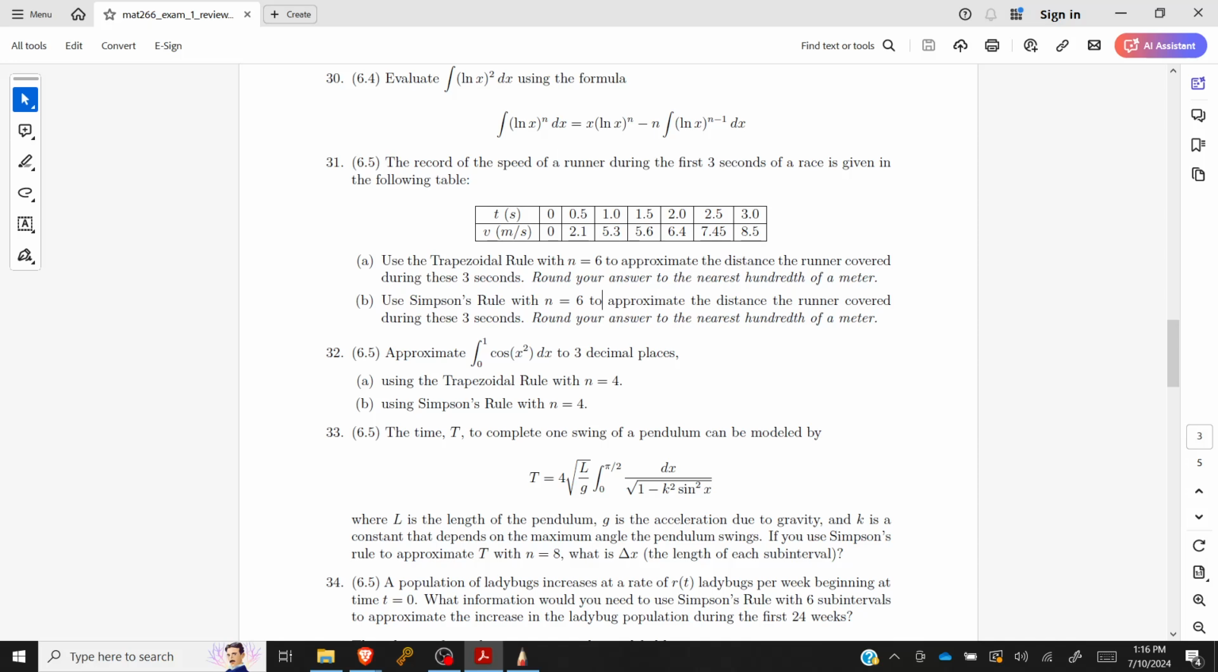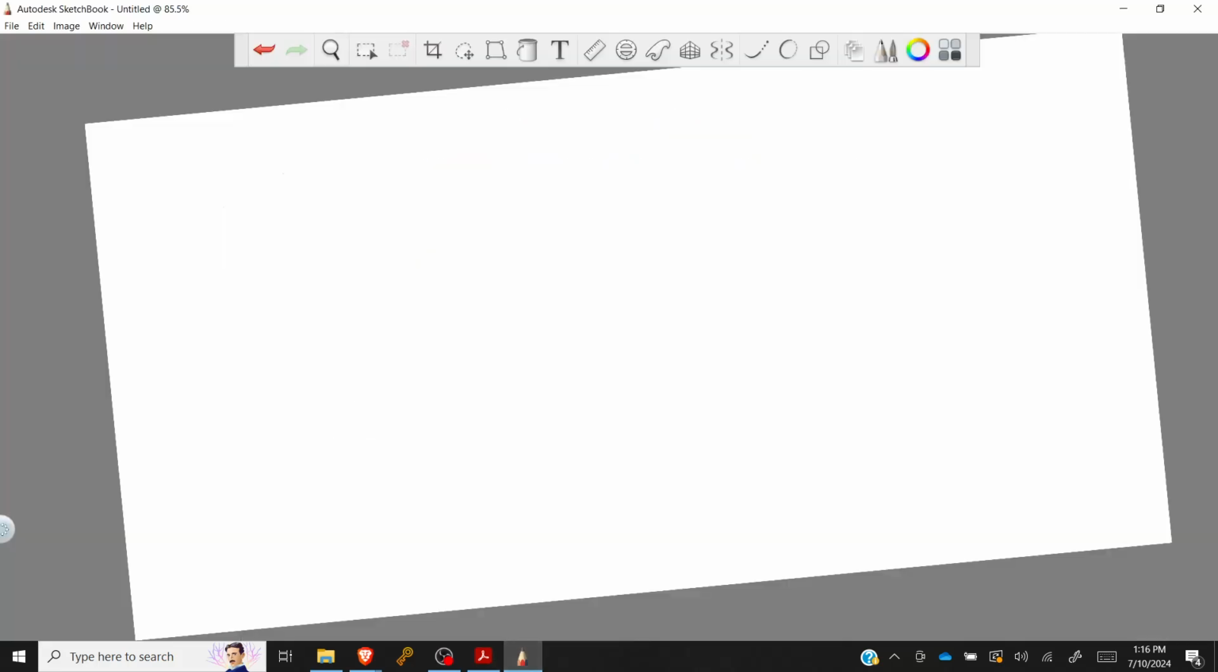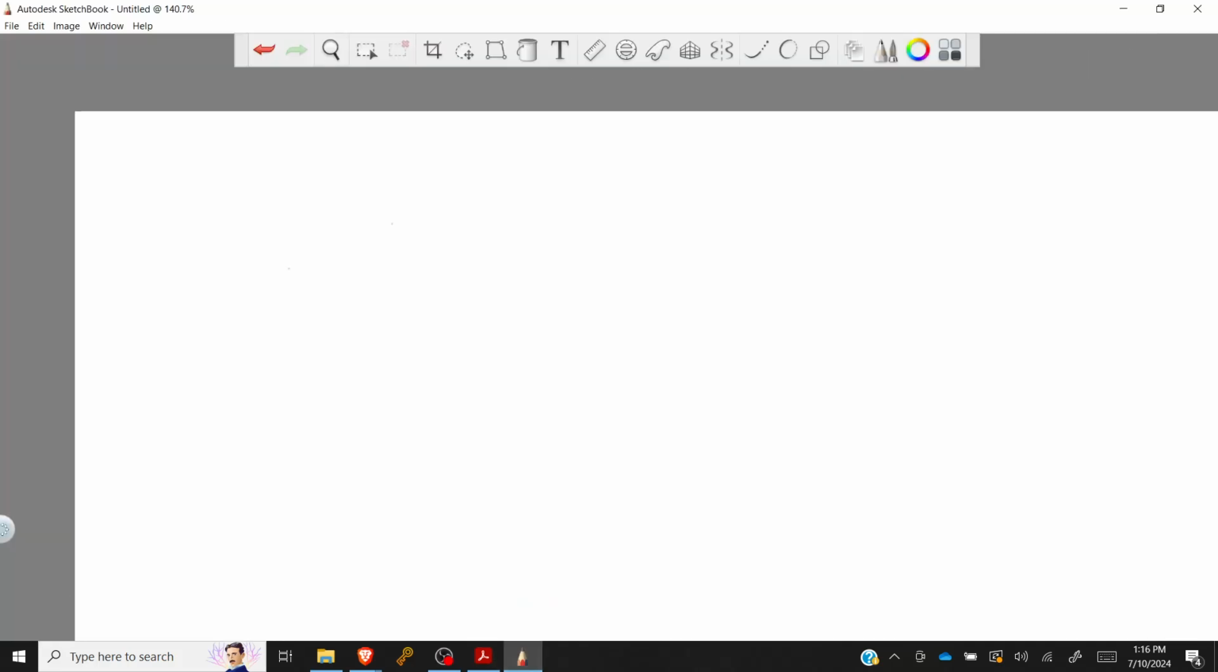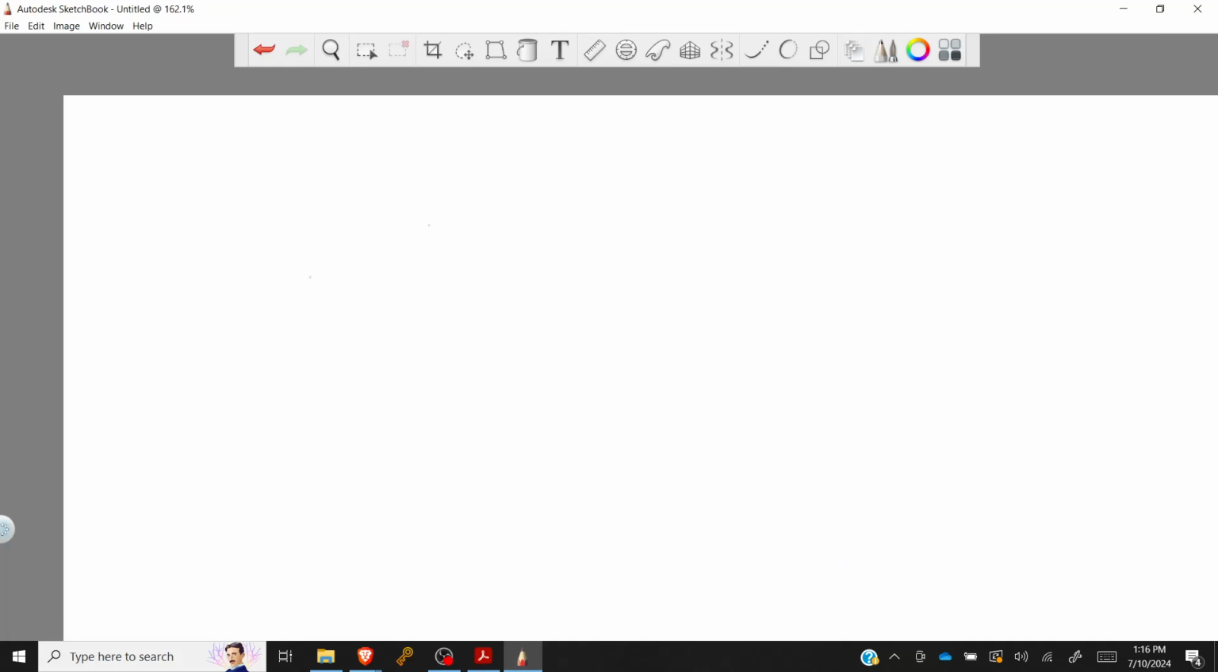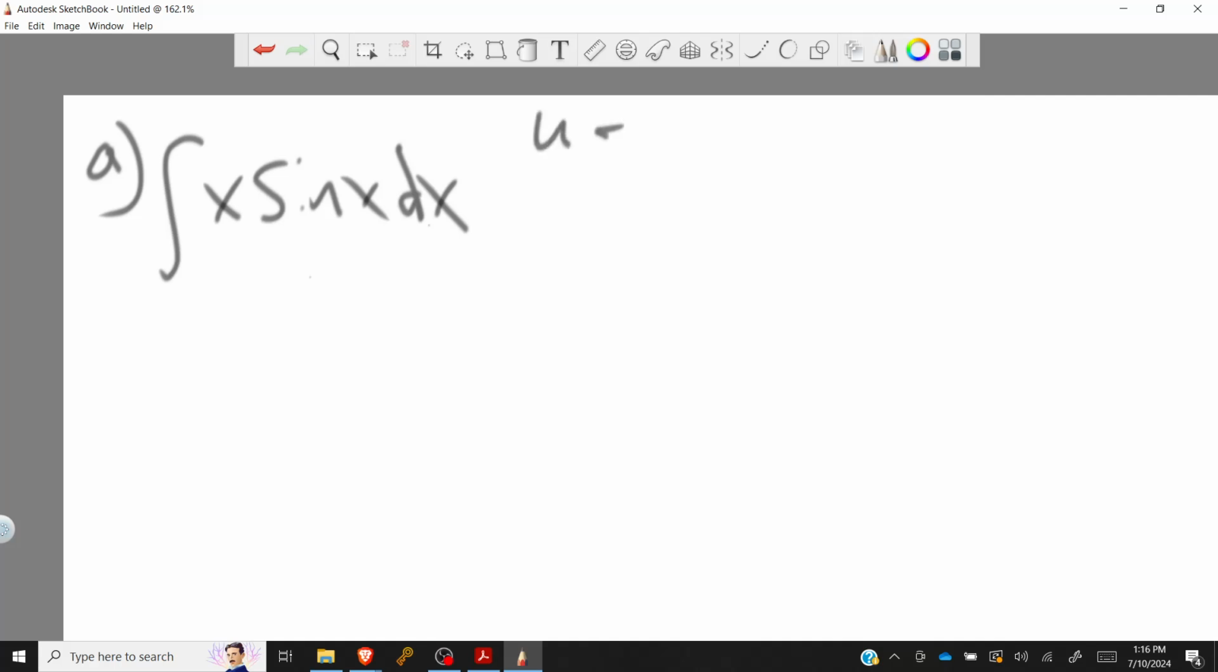Before we go there, it looks like B sent a message in chat, so I'm going to help them with that before I move on. This is kind of pertaining to what the other person asked. If you have the integral x sine of x dx, are you going to use u sub or integration by parts?